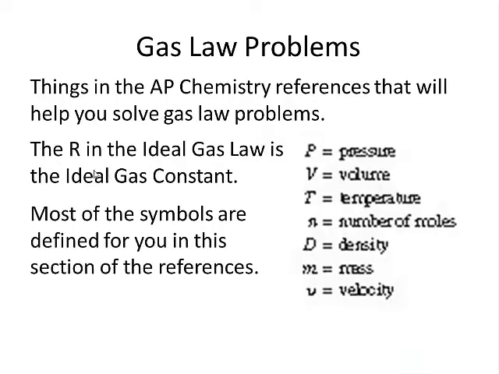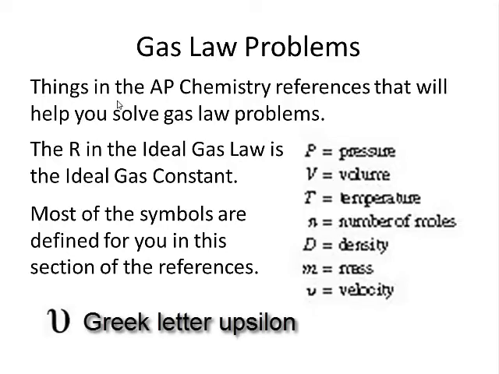So let's just isolate those a little bit. Here's the list of the variables, the symbols. P is pressure, V is volume, T is temperature, and N equals moles. Capital D is what, in these references, is used to indicate density. Mass is listed here. Velocity is this sort of Greek letter V.